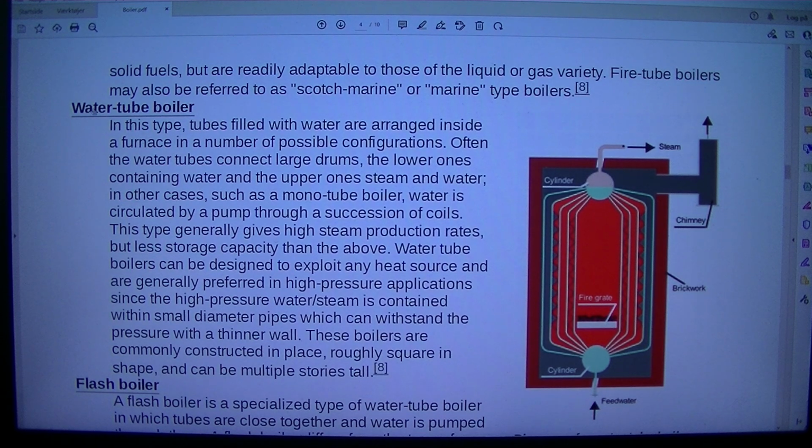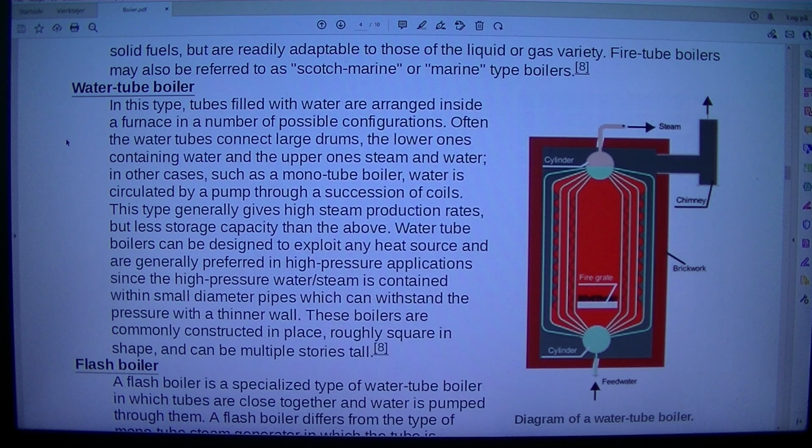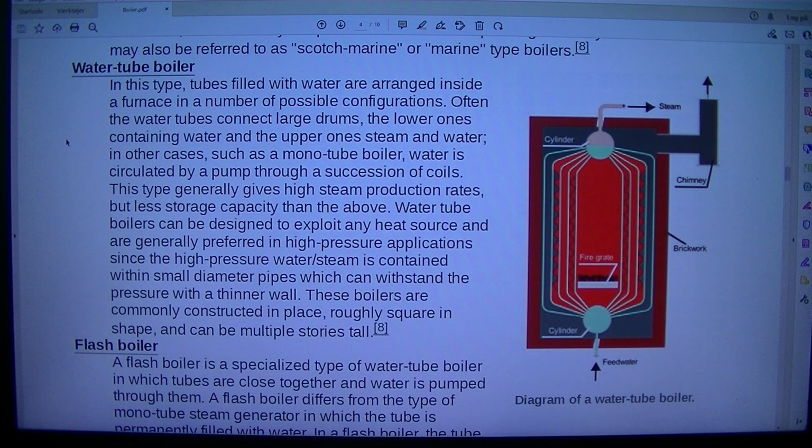Solid fuels, but are readily adaptable to those of the liquid or gas variety. Fire tube boilers may also be referred to as Scotch marine or marine type boilers. Diagram of a water tube boiler. Water tube boiler. In this type, tubes filled with water are arranged inside a furnace in a number of possible configurations. Often water tubes connect large drums, the lower one containing water and the upper one steam and water. In other cases, such as a monotube boiler, water is circulated by a pump through a succession of coils. This type generally gives high steam production rates but less storage capacity than the above.